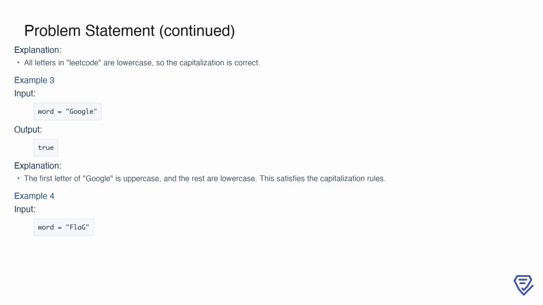On the other hand, consider the word FlaG. Here, the capitalization does not match any of the three valid patterns. The first letter is uppercase, but the remaining letters alternate between uppercase and lowercase, which violates all the rules. Therefore, the output in this case is false.